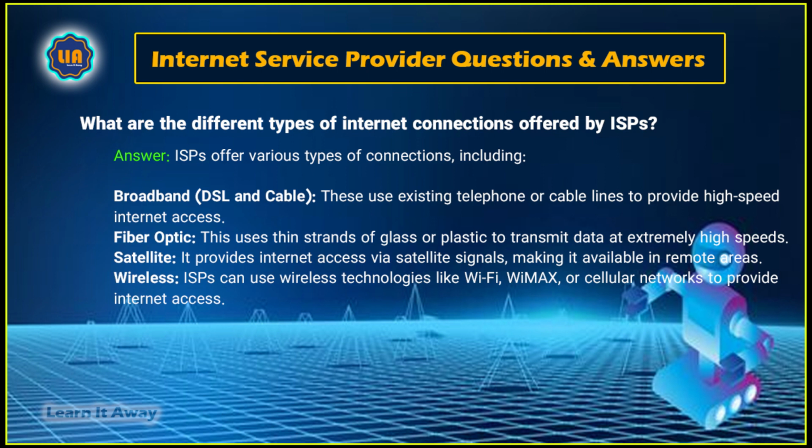What are the different types of Internet connections offered by ISPs? Answer. ISPs offer various types of connections, including broadband, DSL and cable. These use existing telephone or cable lines to provide high-speed Internet access. Fiber optic. This uses thin strands of glass or plastic to transmit data at extremely high speeds. Satellite. It provides Internet access via satellite signals, making it available in remote areas. Wireless. ISPs can use wireless technologies like Wi-Fi, WiMAX, or cellular networks to provide Internet access.